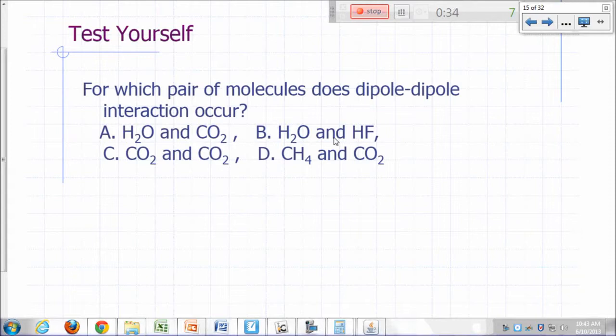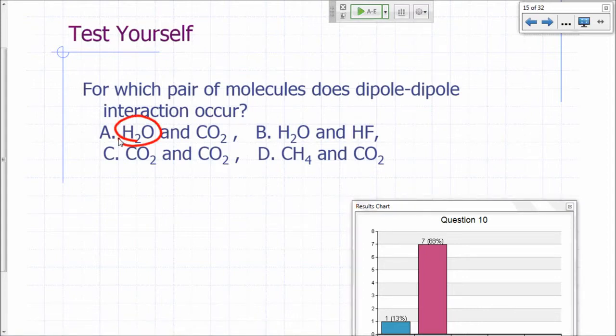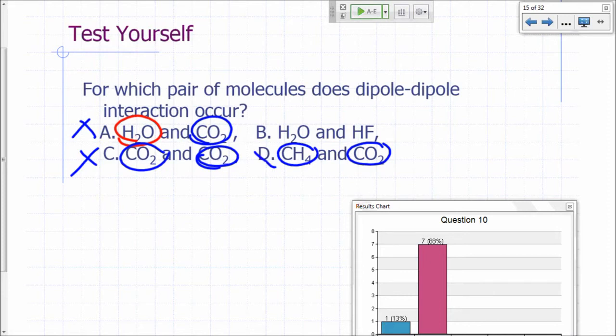So what do we know about water? Water is polar, right? But carbon dioxide is not, so you can't have dipole-dipole interaction there. Carbon dioxide is nonpolar. Methane is nonpolar. You can't have dipole-dipole interaction there. So water and HF, both polar molecules.